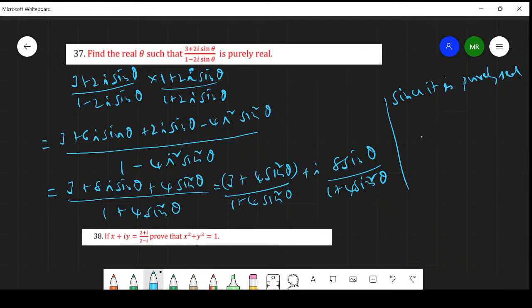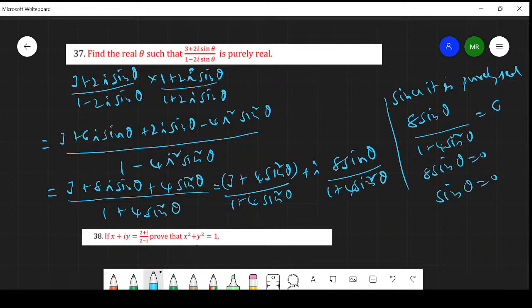since it's purely real, the imaginary part will be 0. This is the imaginary part: 8 sin theta by 1 plus 4 sin square theta should be equal to 0. Since it's purely real, the imaginary part should be 0. This is i and this is the imaginary part. This will be 0, right? So then do cross multiplication. You will get 8 sin theta equal to 0. Then sin theta equal to 0.